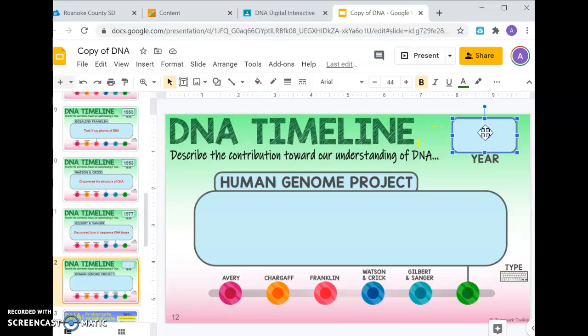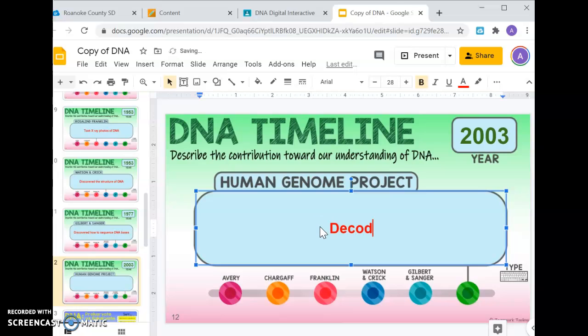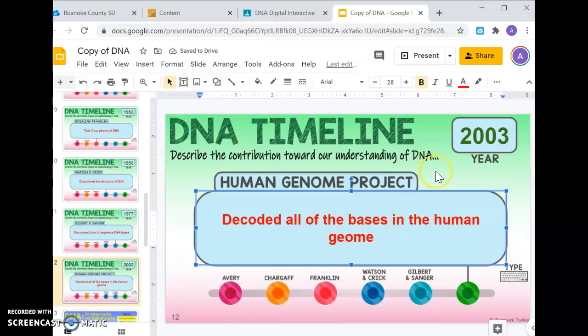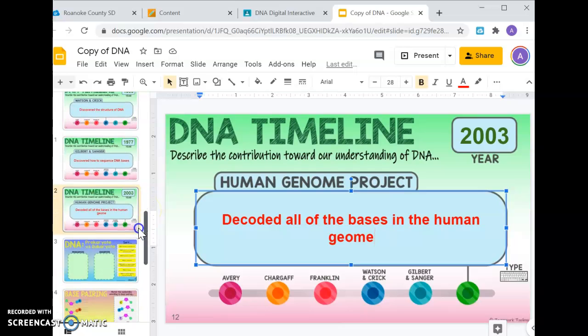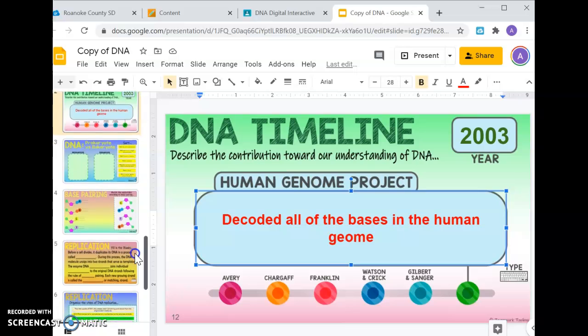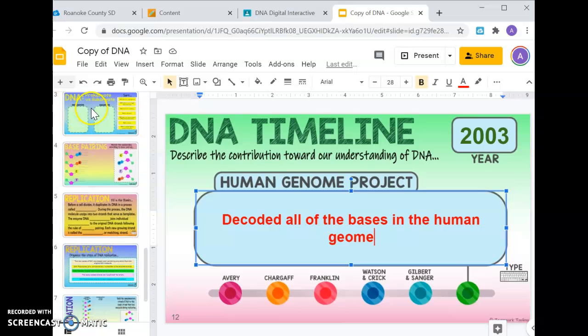So in 2003, and you can see this is pretty recent science, this is where we first decoded all of the bases in the human genome. And so human genome is all of our genes. It's like the library of our genes. Okay, so it was in 2003 that that was accomplished. And here we are now in 2020 at the time that I record this. And we are already starting to manipulate this DNA and use it to do cool things.